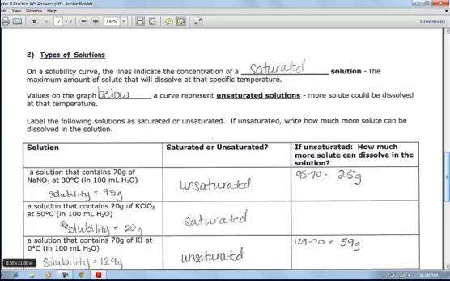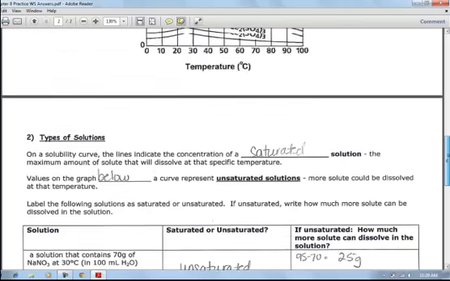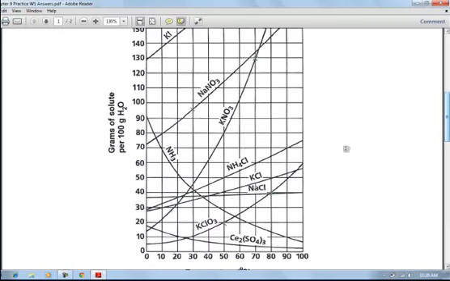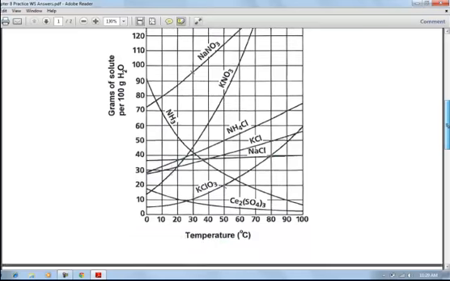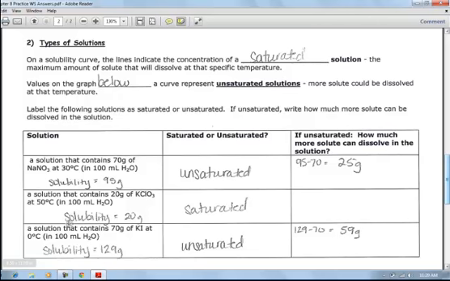The next one, it wants to know KClO3 at 50. So I'm going to go back up to my graph, and I'm going to find KClO3 at 50. So here's 50, go up to KClO3. It's about 20 grams. So the solubility is 20, and I'm going to add 20, which means that's the same amount as my solubility, so it's saturated.